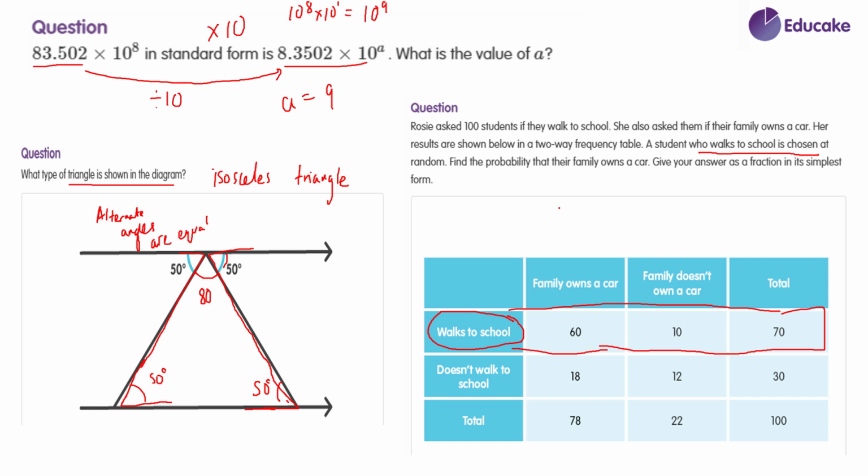Find the probability that their family owns a car. Well, family owns a car is 60. There's 60 people who own a car. It's out of 70. That's a nice easy fraction to simplify. You divide top and bottom by 10, and that's 6 out of 7. And that should be straightforward for you. You can spot the wording. I know you can all do that. But you probably missed out on this because we weren't in school for me to teach you this and give you some more practice on these types of questions.